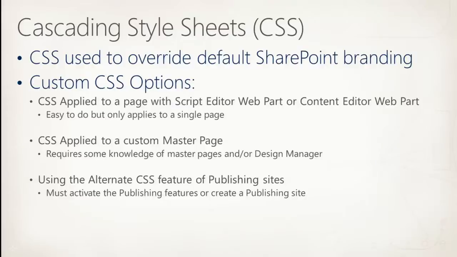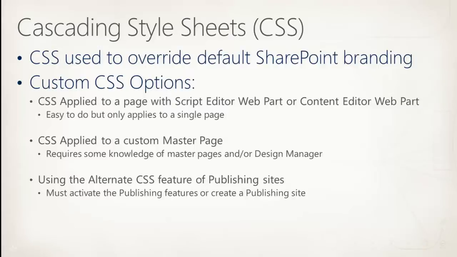So the way that we do that, we have a few options for doing that. Probably the first option, the most basic option, would be to add a content editor web part or the new script editor web part. In both cases, you can just drop CSS onto a page and hide the quick links or do something else. So there's a pro and con to that. The pro is that it allows you to change the style on one page that you're looking at, which is nice because sometimes you just want to have a unique style on one page. But the downside is that it only applies to one page. So if you want this to be applied globally, it's probably not the best option.